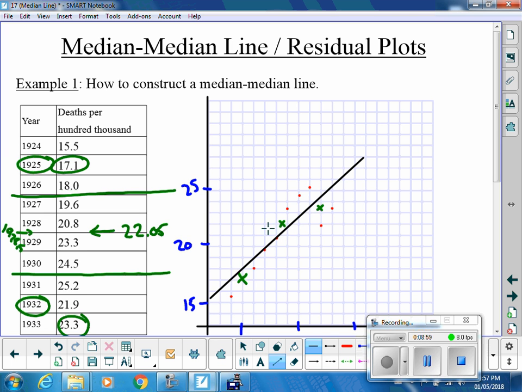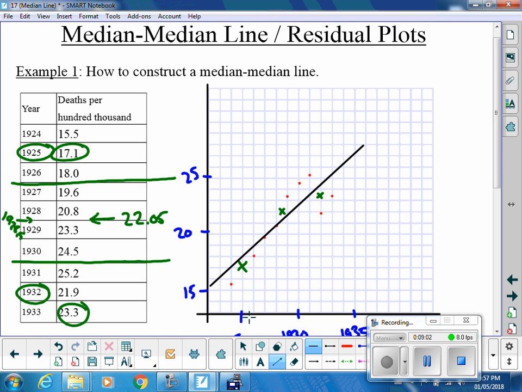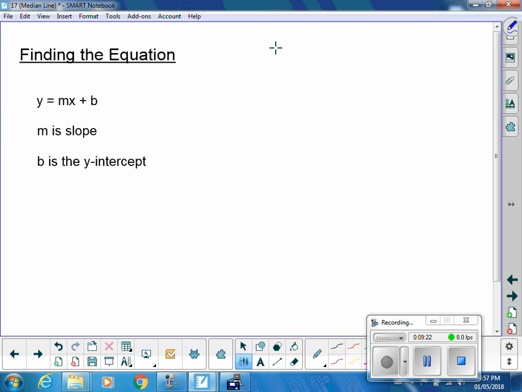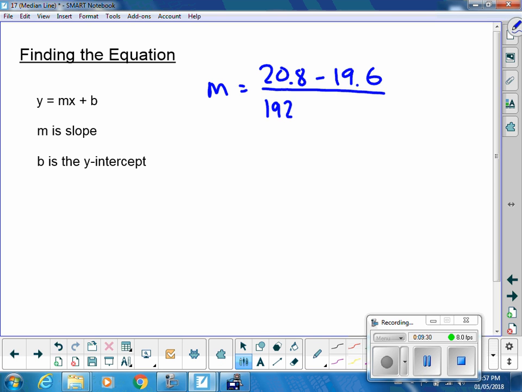So I'm going to use the ones that I can see, which again are at 1927 and 1928. So for my slope, it's going to be 20.8 minus 19.6 over 1928 minus 1927. So that is 1.2 over 1. So my slope is about 1.2.